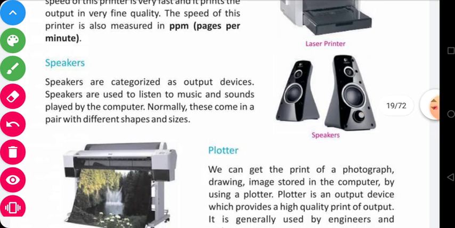The other output device is the speaker. As we know, we use a speaker to produce sound or music. So generally we require an output device to listen to something, and we call that a speaker. Speakers also come in various shapes and categories. We are going to learn about speakers in another chapter also.